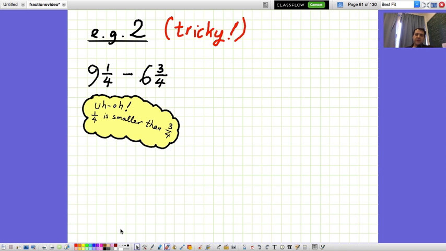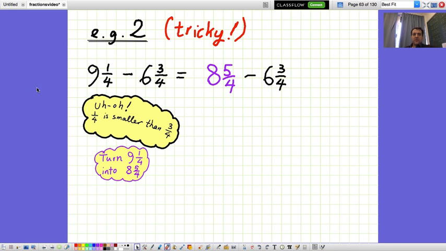So what I'm going to do to solve that is to turn 9 1/4 into 8 5/4. I've taken 1 out of the 9 and turned it into 4/4 instead, so that 9 1/4 is the same as 8 5/4. So 9 1/4 minus 6 3/4 is the same as 8 5/4 minus 6 3/4. Why have I done that? The reason is to get a bigger fraction now minus a smaller fraction. So the first fraction, 5/4, is bigger than 3/4.